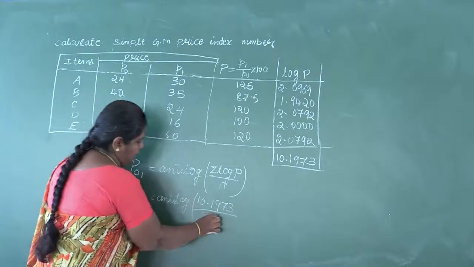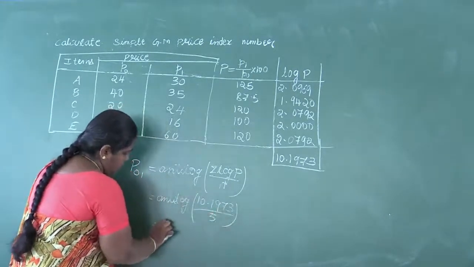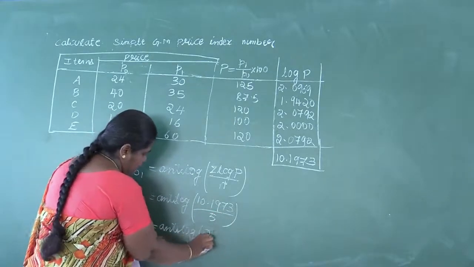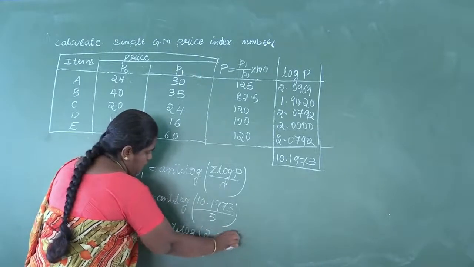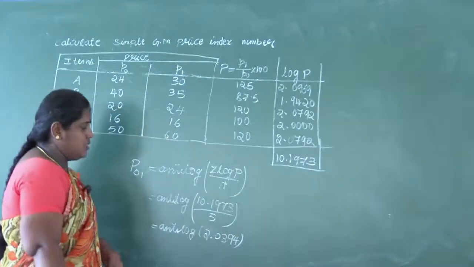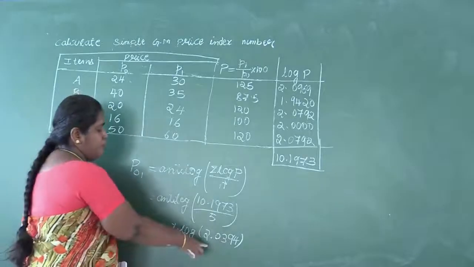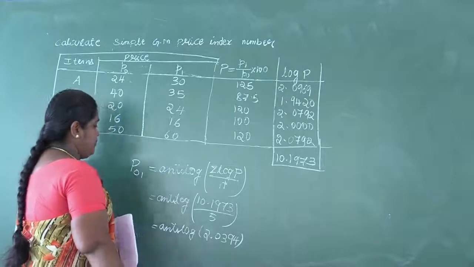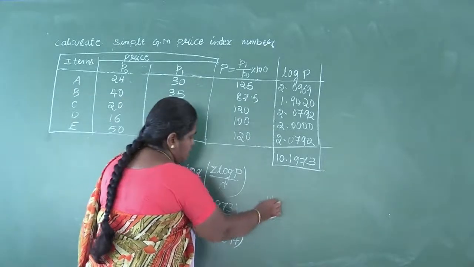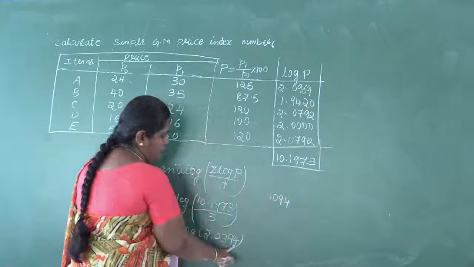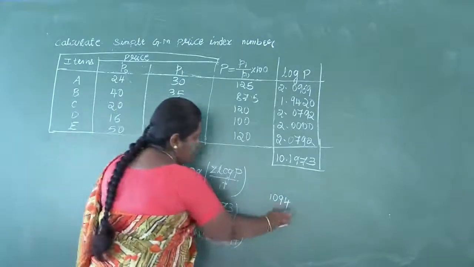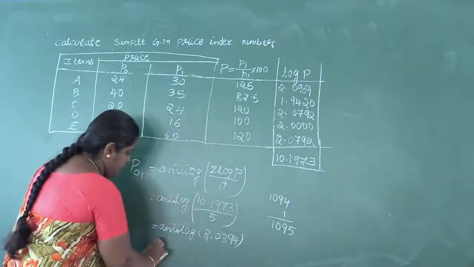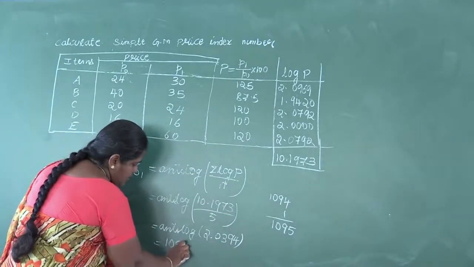So 5 items are there. So divide by 5. So 10.1973 divided by 5, which is 2.0394. Now see under the anti-logarithm tables, 0.03 under 9, mean difference 4. 0.03 under 9 is 1094 and mean difference 4 is 1. Now add the values, 1095 you'll get, and we have to mark the decimal.